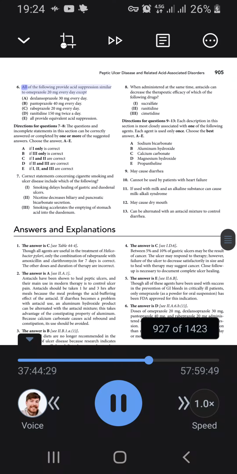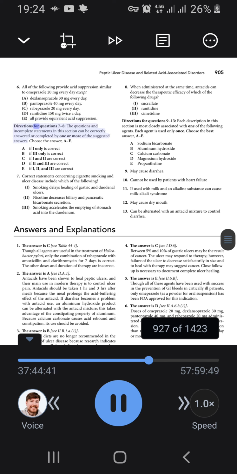6. All of the following provide acid suppression similar to omeprazole 20 mg every day except A. Dexlansoprazole 30 mg every day, B. Pantoprazole 40 mg every day, C. Rabeprazole 20 mg every day, D. Ranitidine 150 mg twice a day, E. All provide equivalent acid suppression.